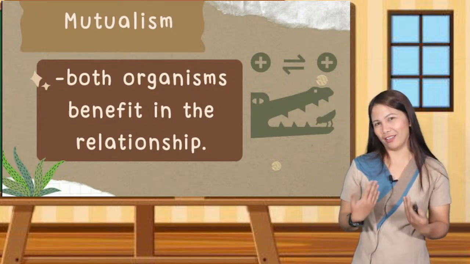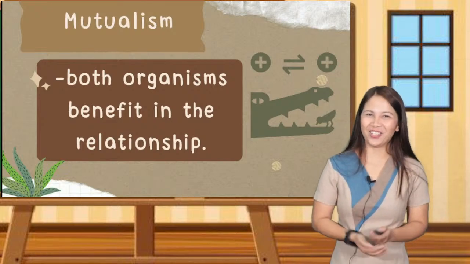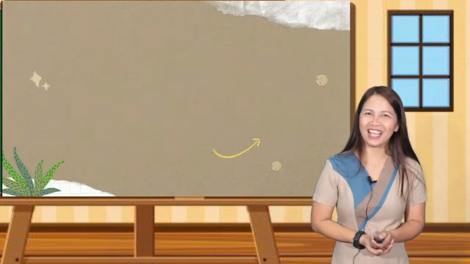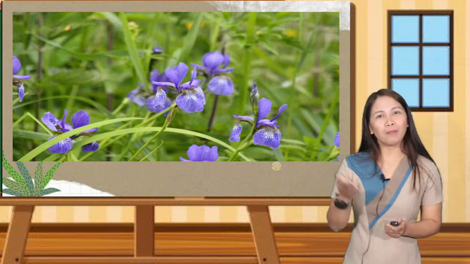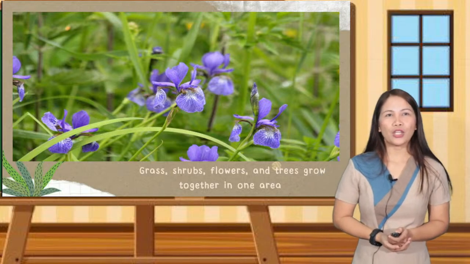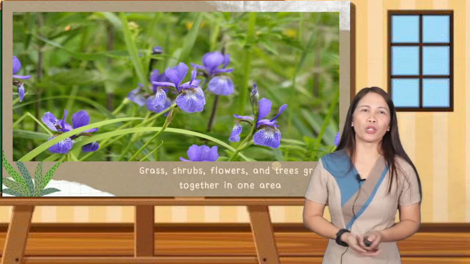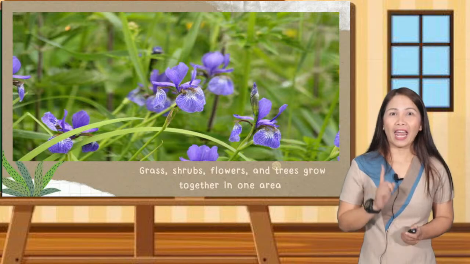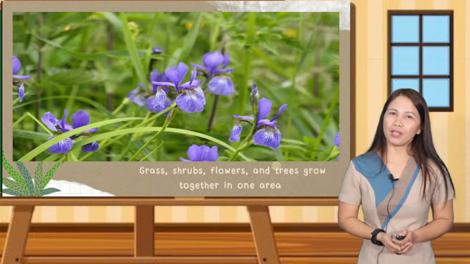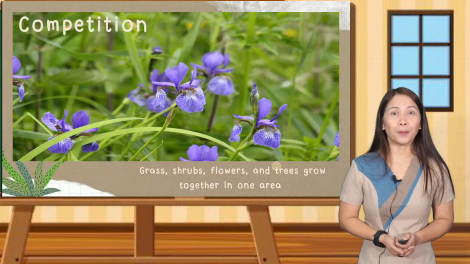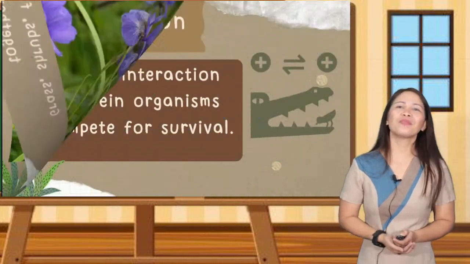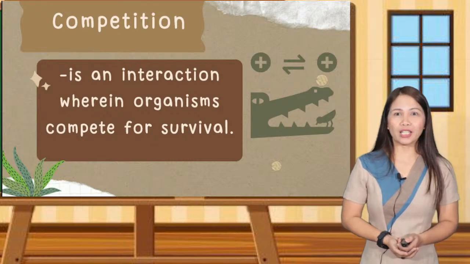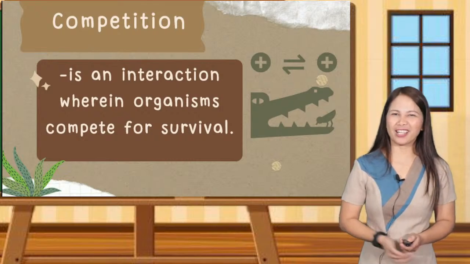It's like us, your teacher, and my students. This time, how about in this picture? You can see grass, shrubs, flowers, and trees grow together in one area. And that relationship is called competition. Why? Because competition is an interaction wherein organisms compete for survival.